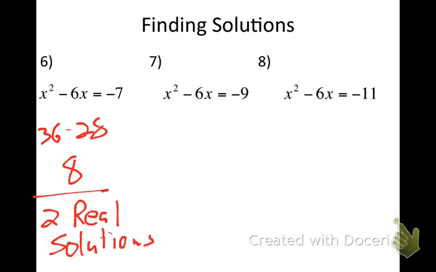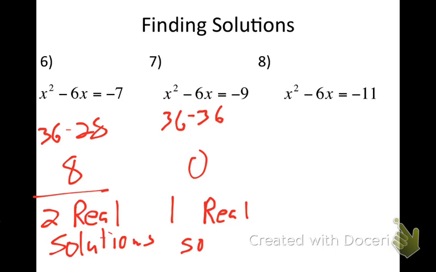What about number 7? Phil, what happens when you simplify number 7 all the way down? 0. Yeah, you actually get 0. I think when you work it out, you get 36 minus 36, which is 0, which then means my answer is what? 1 real solution. Yep. The only time I'll get complex is when I actually get the negative. That's the only time I would ever get complex.